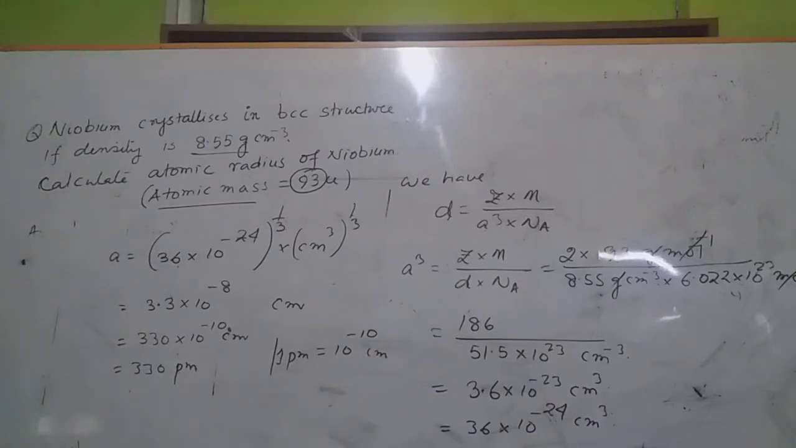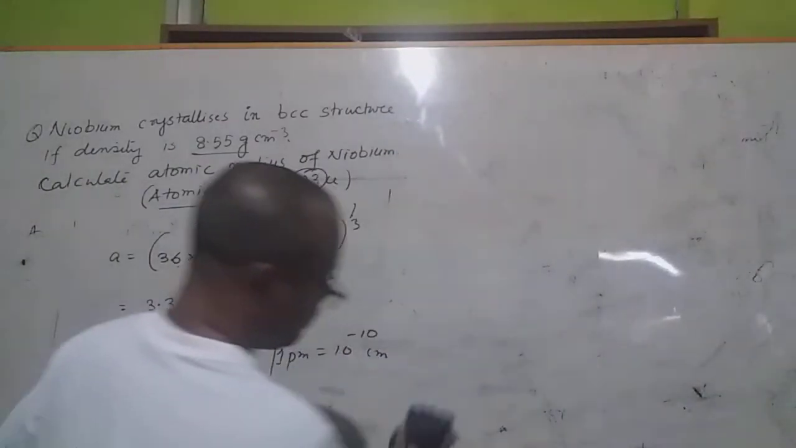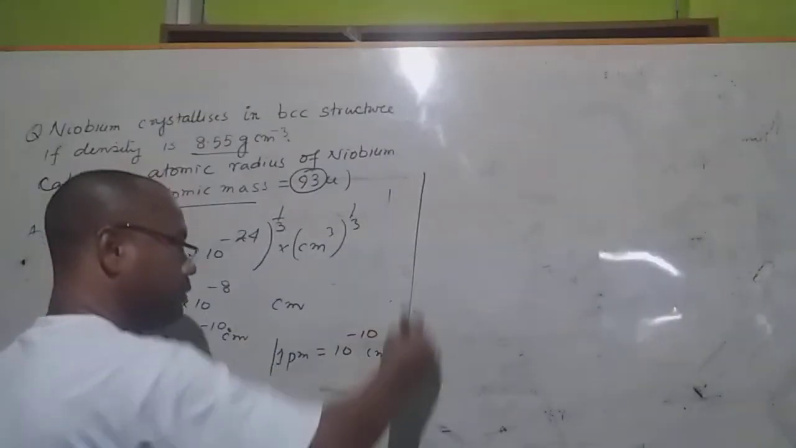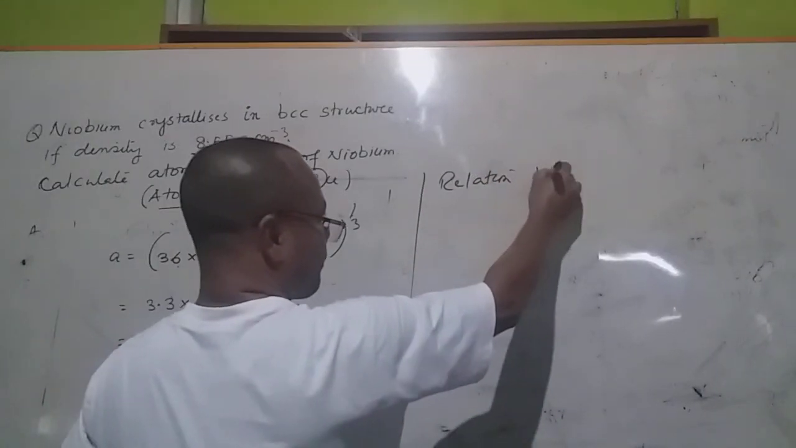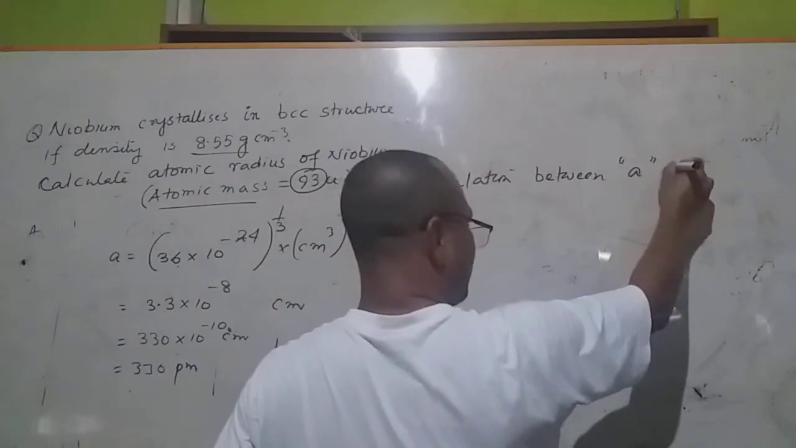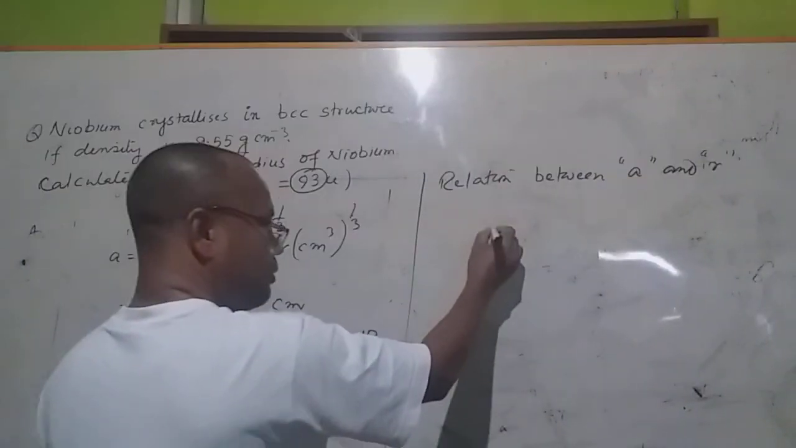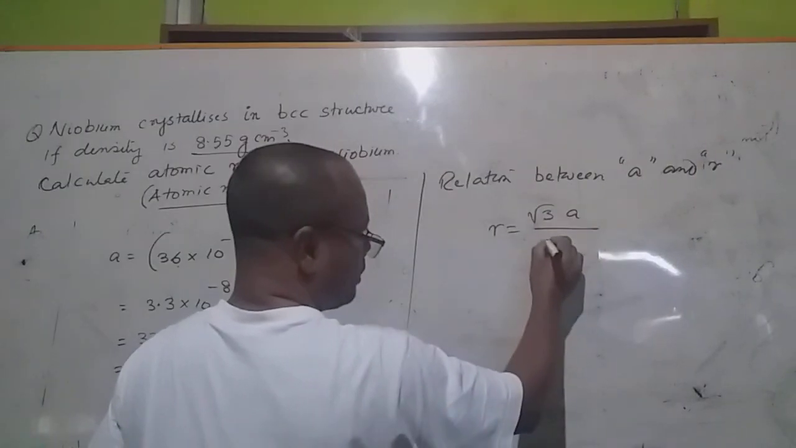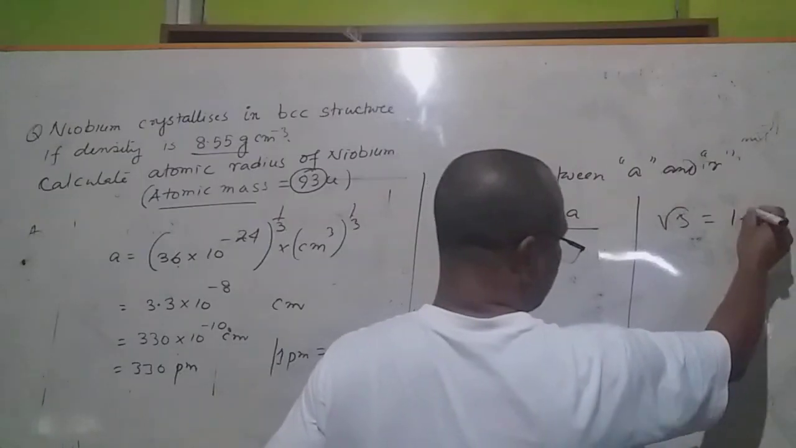If you know the a value, how to calculate the radius of the niobium? As I said before, the relation between a, that means the side length, and r, the radius. So what was the relation? That was r is equal to root 3 a divided by 4. What is the root 3 value? As you know, root 3 value is 1.732.